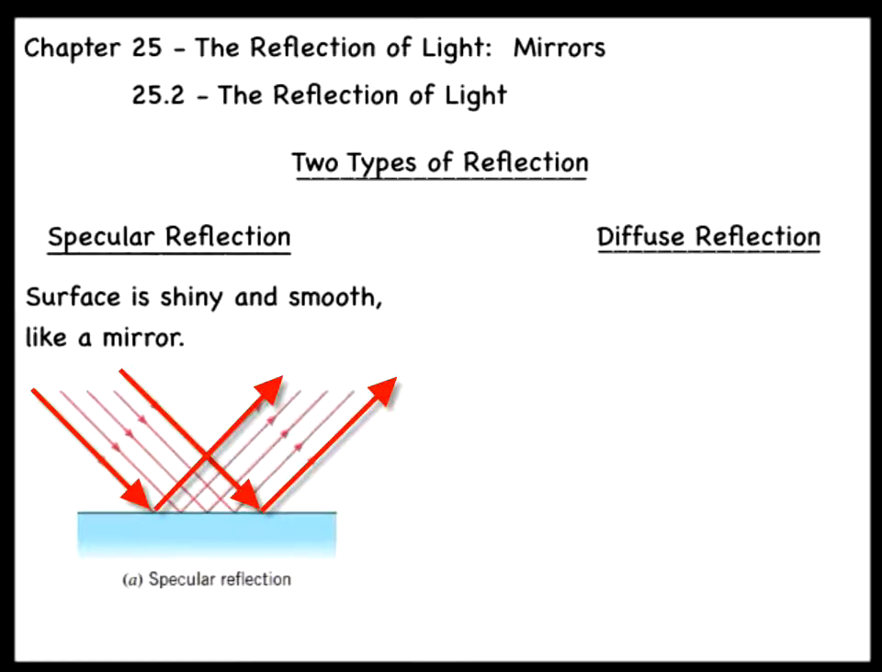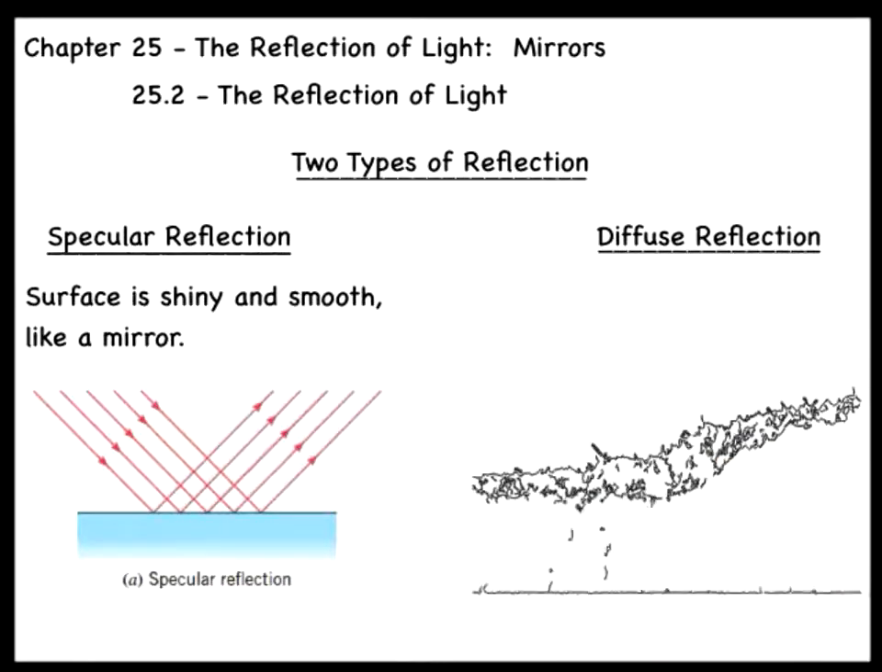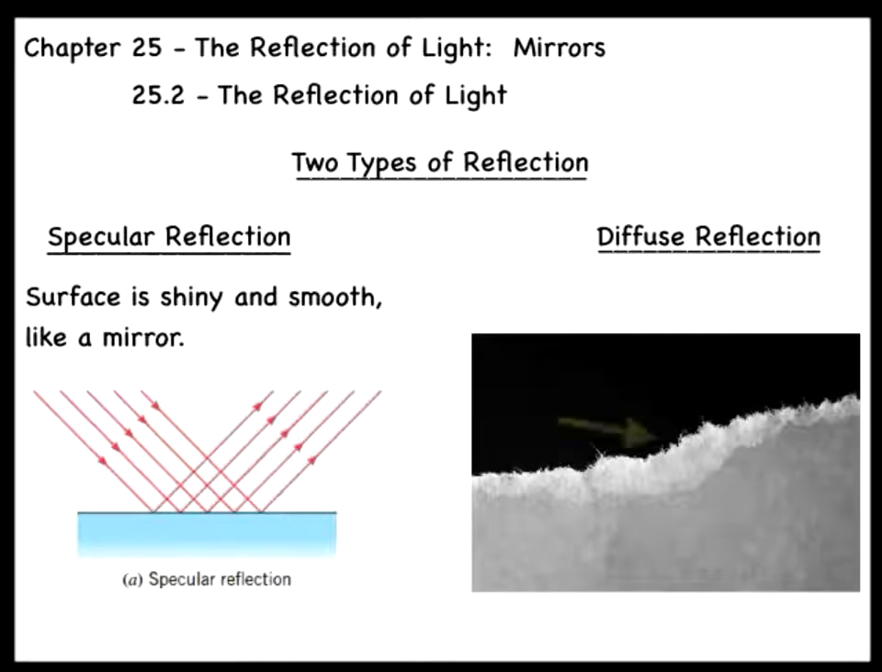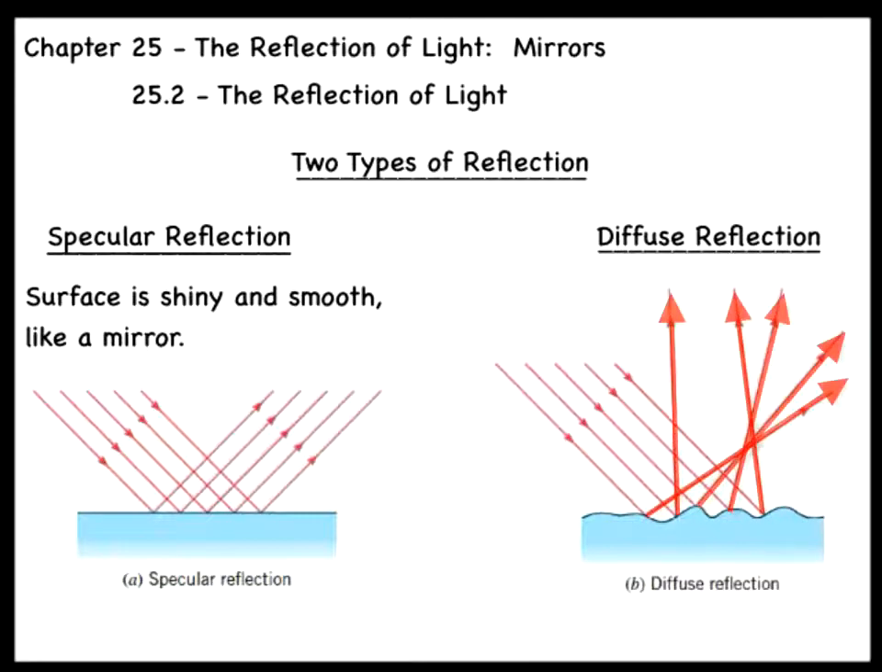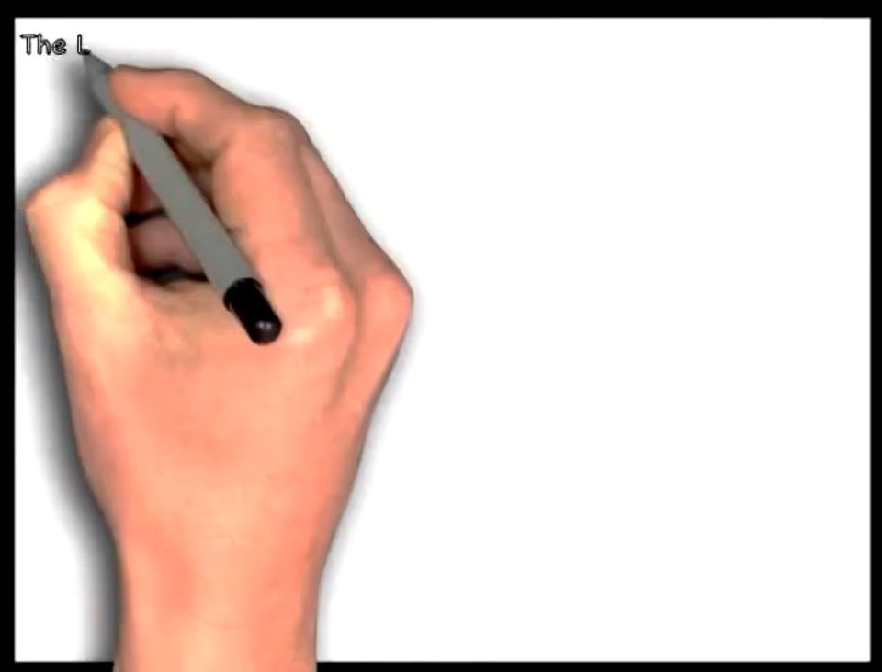However, many objects have surfaces that are not shiny and smooth. A piece of paper, for example, may look smooth, but if you look microscopically at the surface of the paper, you see that it is irregular and fibrous. Because of the roughness of the surface, the incident light rays that are parallel reflect in all directions. However, in both cases, the light rays are obeying what's known as the law of reflection.